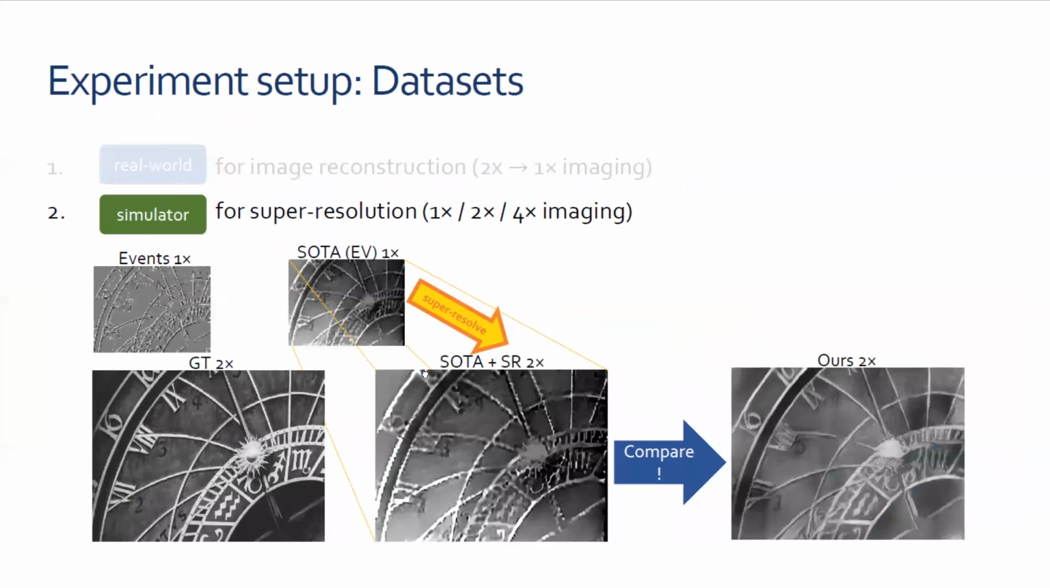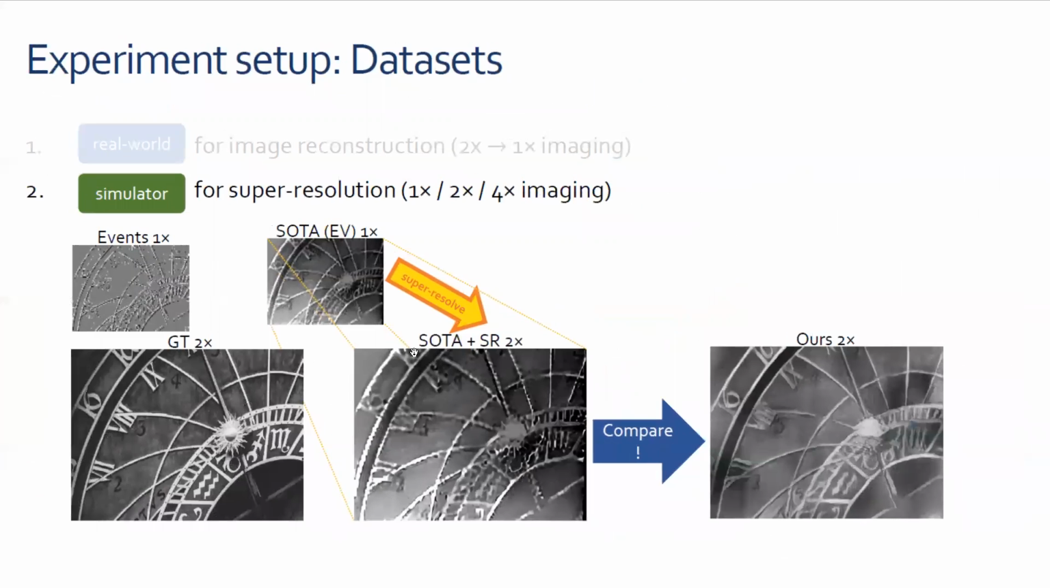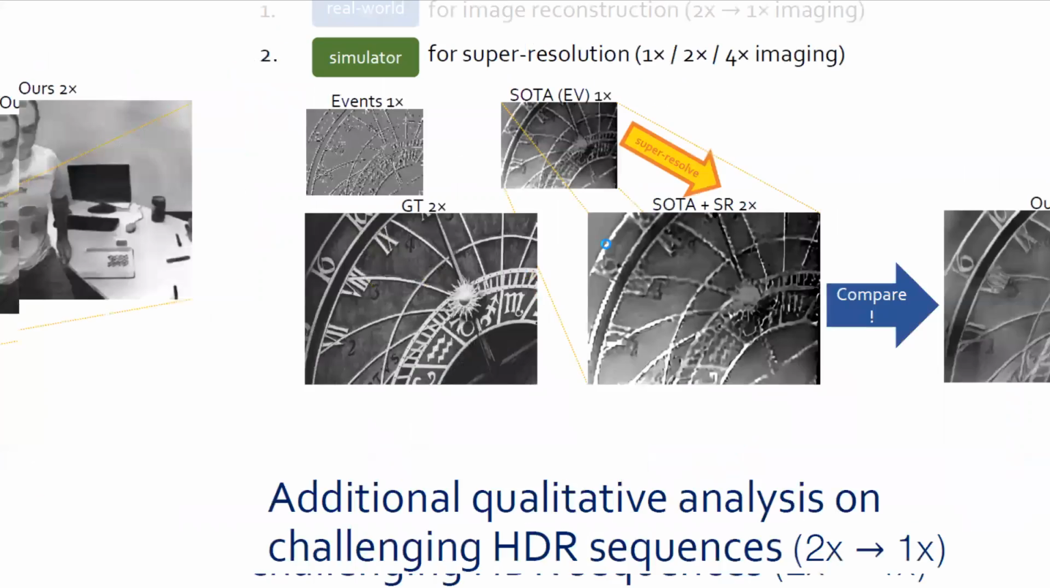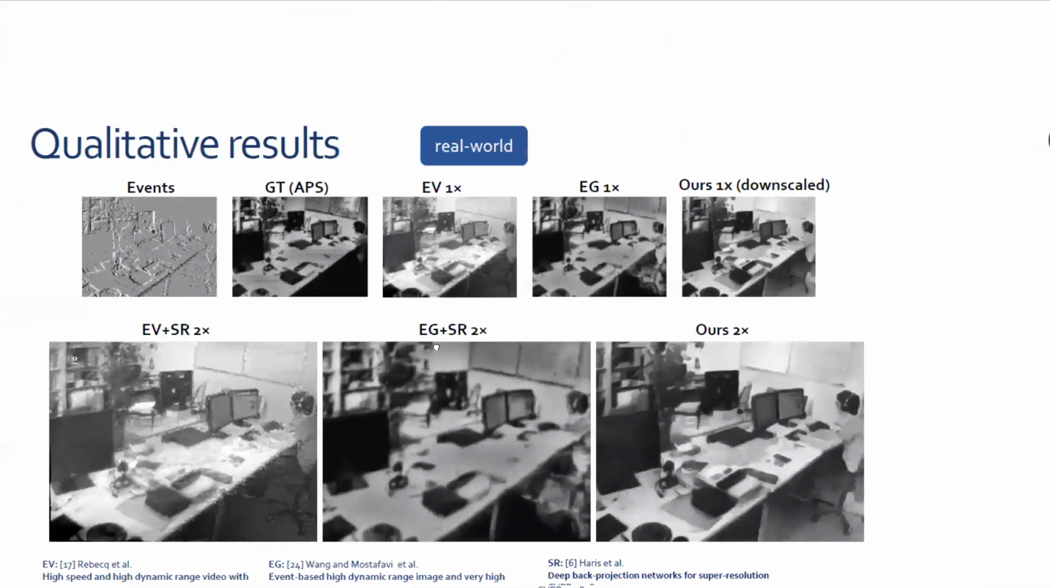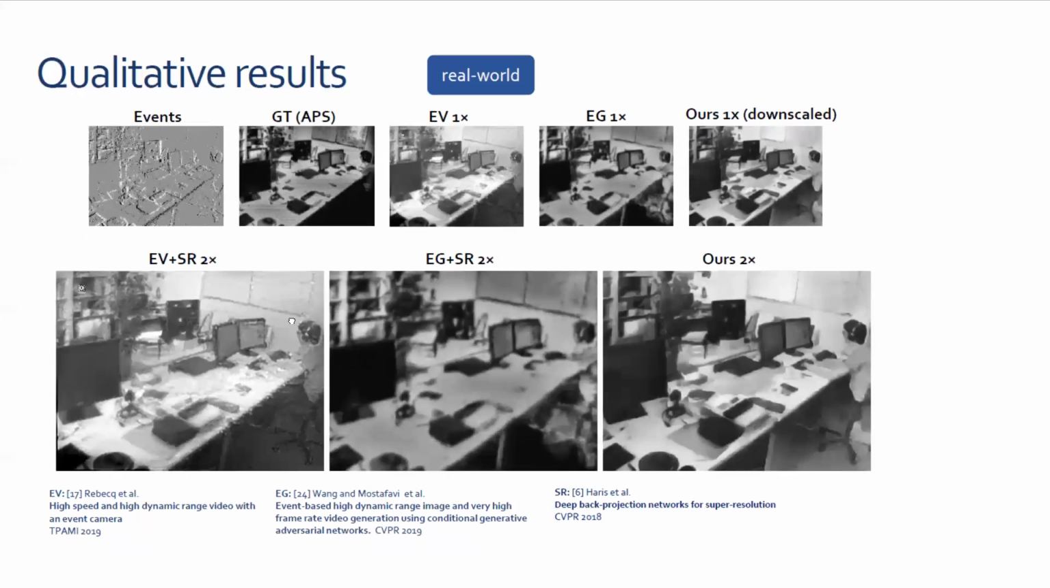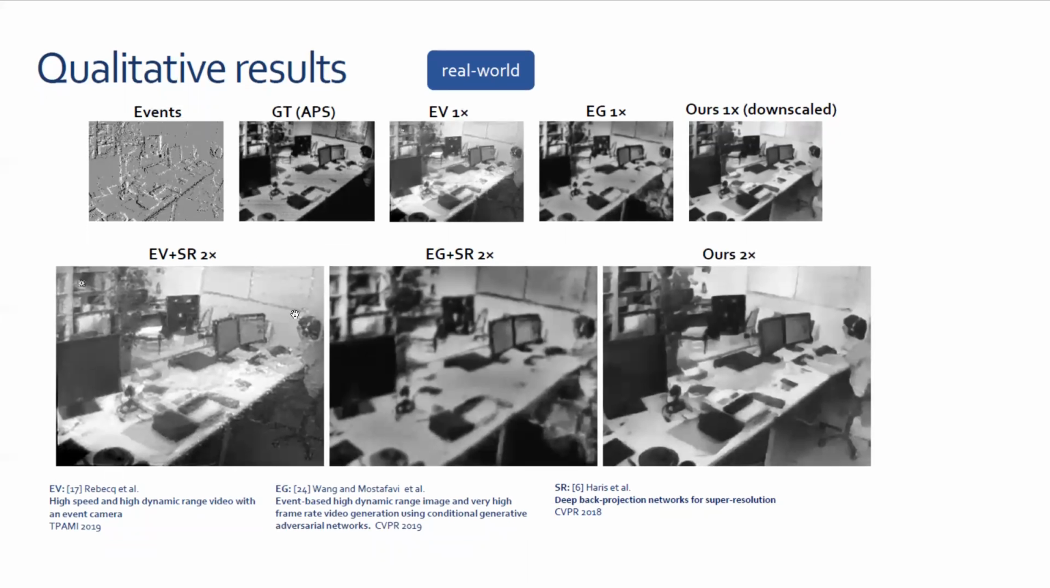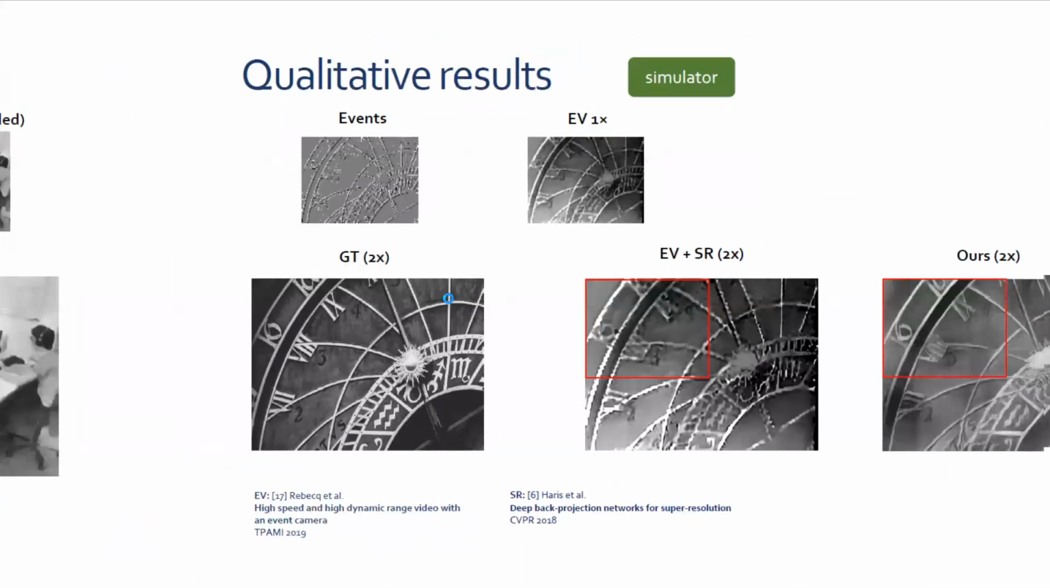On the simulated data, we compare our super-resolved outputs to state-of-the-art event-to-intensity image reconstruction combined with state-of-the-art single or multiple image super-resolution methods to make them have super-resolved dimensions. So these are some of the qualitative results on the same size reconstruction and also on super resolved reconstruction settings. These are for real world, and we also have them for the simulator.